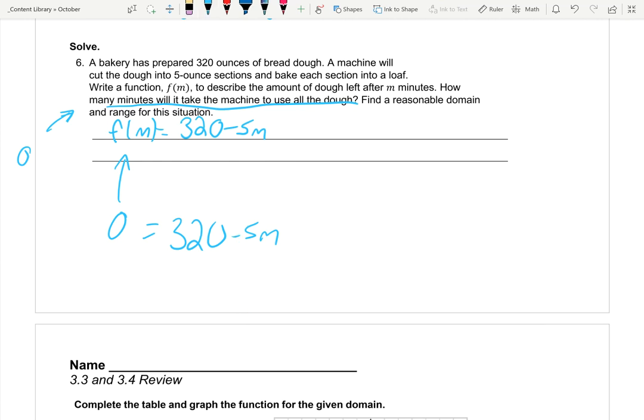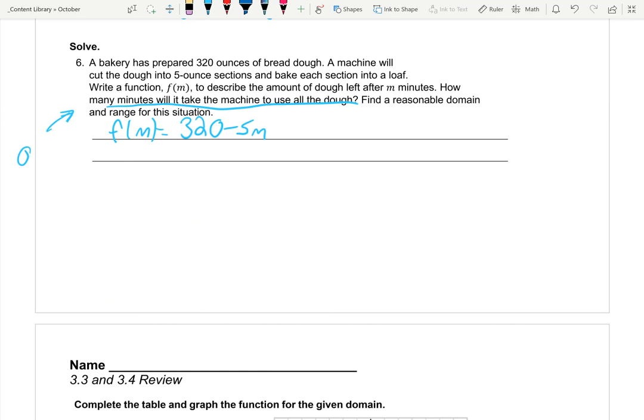You could solve it using a regular function like this, where you add 5m to the other side, right? You have 5m equals 320, right? Then divide by 5, and whatever that is, it's going to be m equals, let's see here, 64 maybe, I think. I'll let you guys figure that out. I think maybe 64, but double check that.